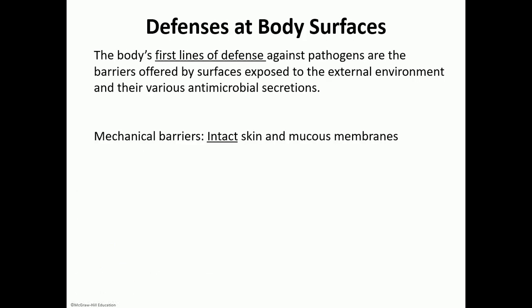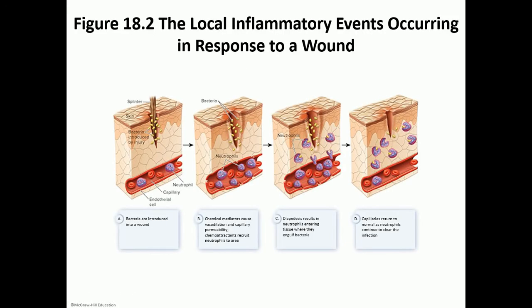So we want to talk about these different things. First off, the defenses at the body surface, your very first line of defense. The best thing the body can do is prevent pathogens from entering, and that is done by these mechanical barriers, your intact skin and mucous membrane. So what happens if the skin is not intact? You can see in this image there's a splinter, and now the skin is interrupted.